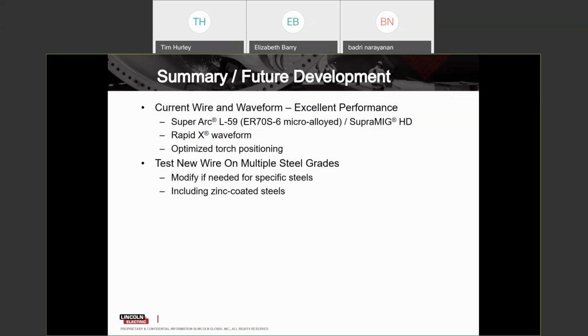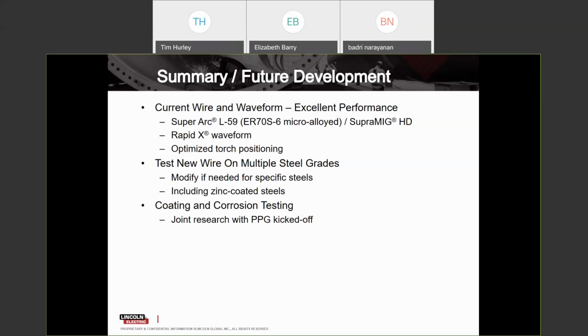As we continue though with new wire development, we're going to be testing this on multiple steels as Badri indicated. We hope not to have to modify that for many steels, so that this becomes a sort of standardized wire design. One of the things that we also recognize is that within the automotive industry, many of these same chassis and frame type components are going to be zinc coated. So we'll be doing testing on that with that wire formulation and waveform, the Rapid XLS, on zinc coated materials.